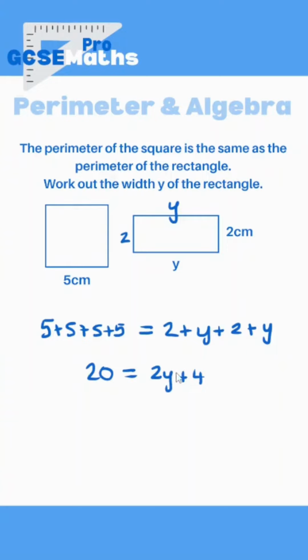So I'm going to move the 4 across. I need to subtract, so 16 is equal to 2y, and then divide by 2, so y is 8. And that is it. So they've asked for what is the width, what is y? Well, it's 8. That's all you need to do, just set up an equation based on the context of the question.